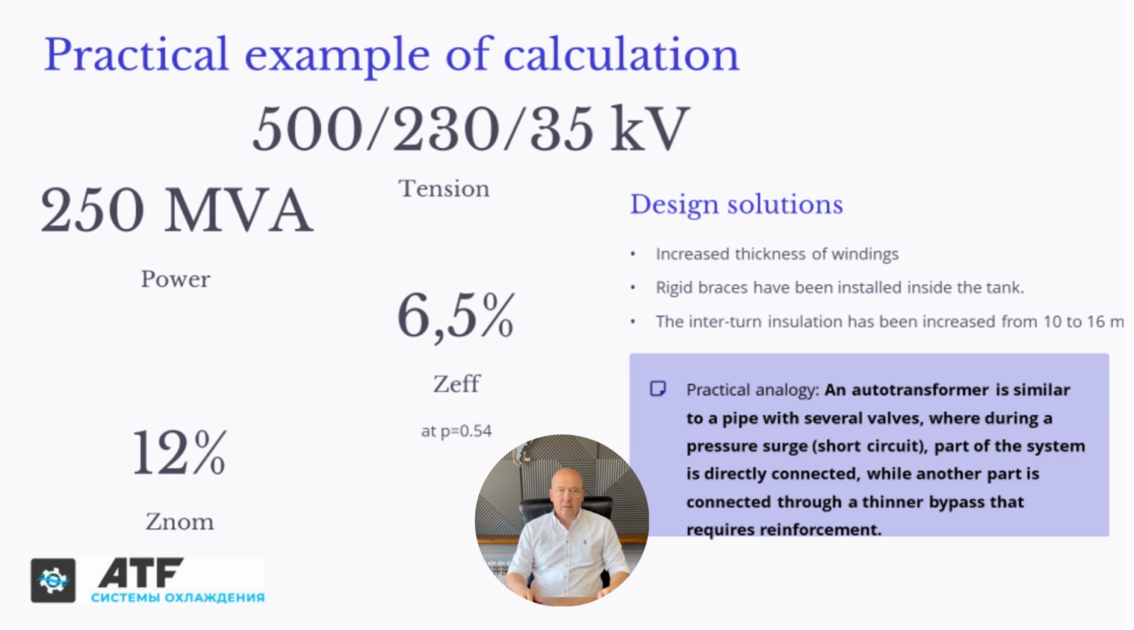Analogy. Imagine an autotransformer as a pipe with several valves. When the pressure suddenly spikes, like a short circuit, part of the pipe is directly connected, and another part is bypassed through a narrower path. If that narrow path is not reinforced, it will burst. The same is true for the autotransformer. Reinforcement is needed in the thin wall zone.